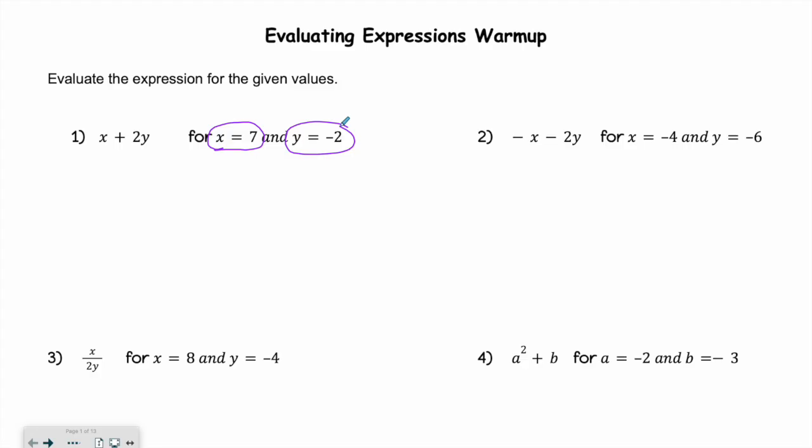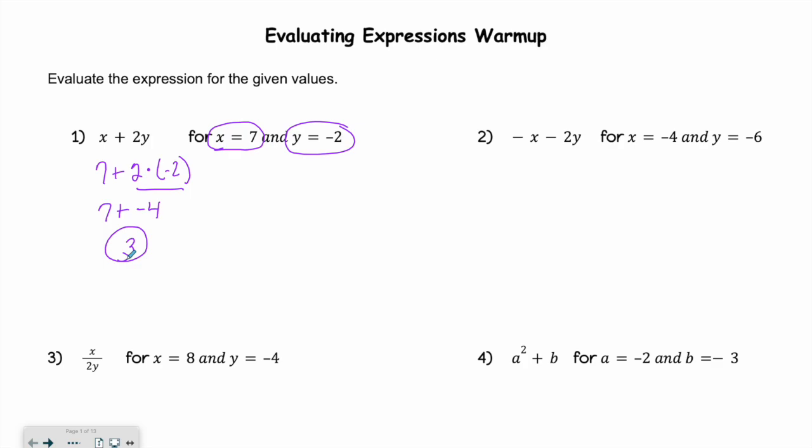So we just replace the x with the 7 and the y with the -2. Remembering that 2y means 2 times y, so 2 times -2. Order of operations says we multiply first. 2 times -2 is -4, and then 7 plus -4 is 3.